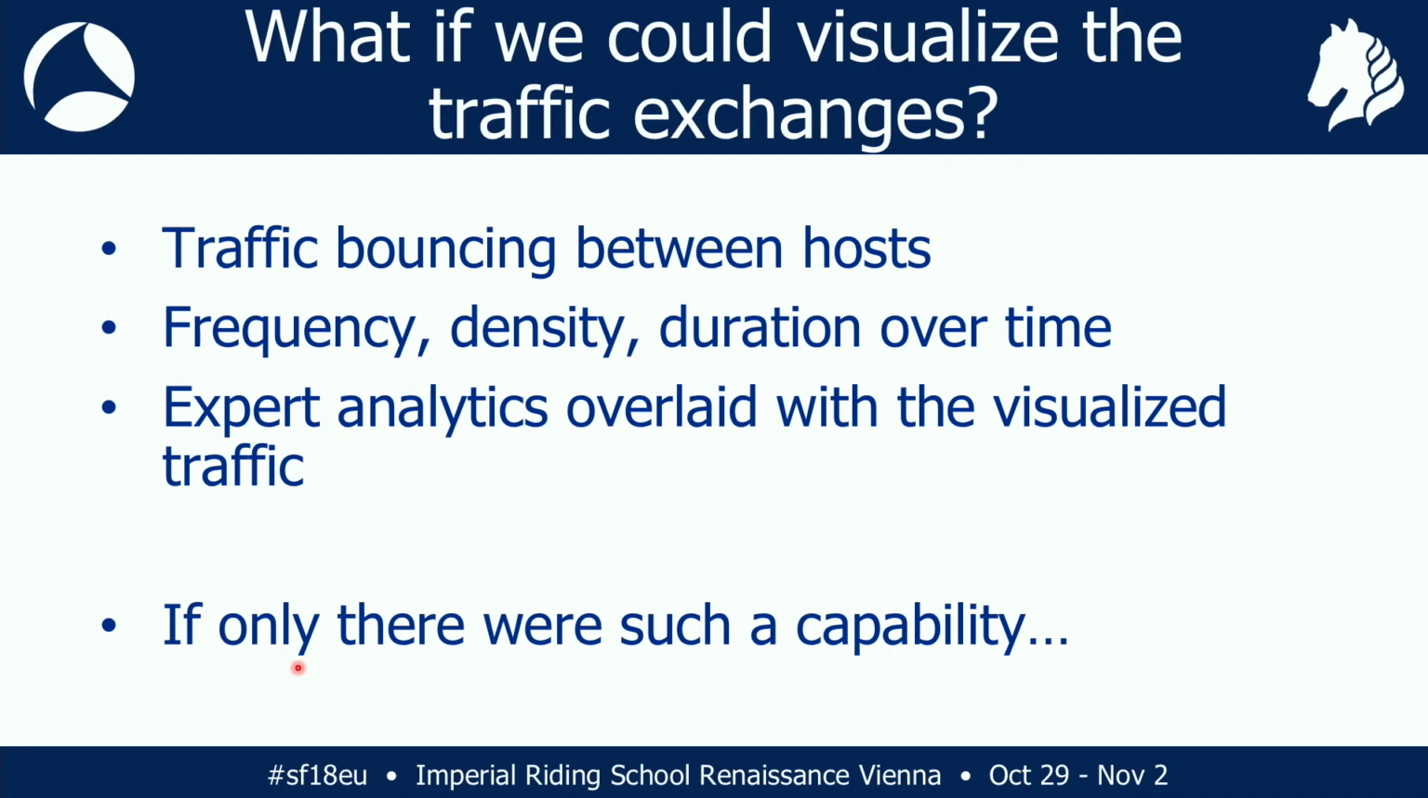So on to visualization, because as we go into the deeper comparisons, it's going to be helpful to show traffic moving from one side to the other over time. So if we could visualize the traffic, we'd see traffic bouncing back and forth. We'd get some sense of the frequency of traffic. Like, is it 10 packets a second? Is it 100 packets a second? Is it 1 packet a second? As well as the density. Is it a whole bunch all streamed together, or is it spread out over time? And then the duration of when things are happening.